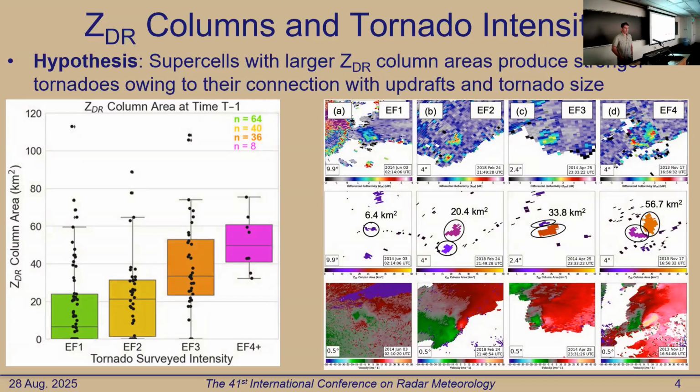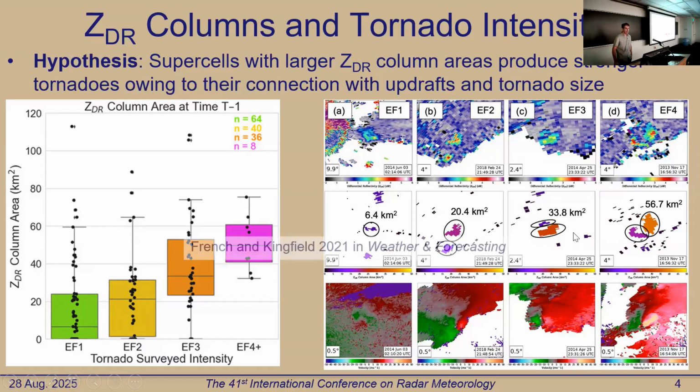You can see we have a box and whisker plot here on the left, just showing the ZDR column areas for tornadoes rated EF1, EF2, EF3, and EF4 or 5. So increasing tornado intensity from left to right here. And then examples of the median for each tornado case here in the center. These are the ZDR column areas: about 6 square kilometers for EF1, the median was about 20 for EF2, 33 for EF3, and 56 for EF4.